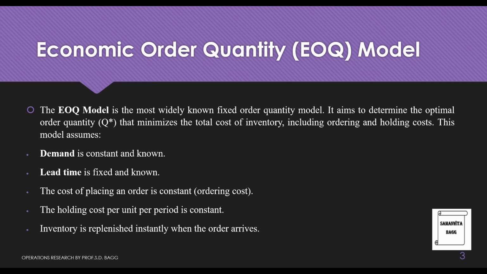Demand is constant and known. Lead time is fixed and known. The cost of placing an order is constant, that is ordering cost. The holding cost per unit per period is constant. Inventory is replenished instantly when the order arrives. So these are the assumptions which are made in the economic order quantity model.